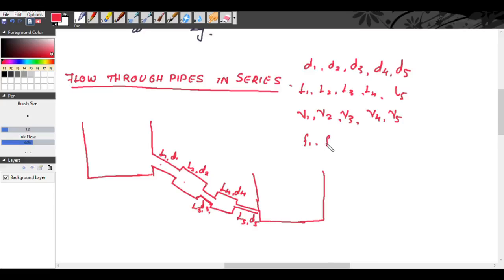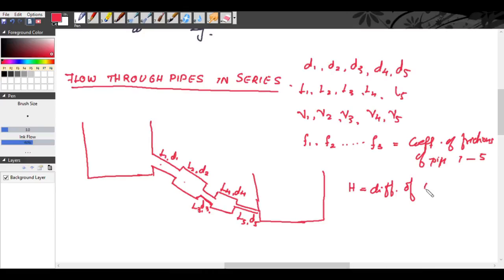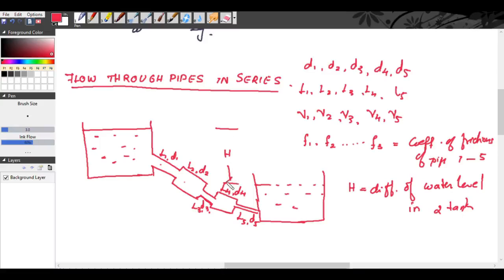Now, let F1, F2, etc. to F5 be the coefficients of friction of pipes 1, 2, 3, 4 and 5. And let capital H be the difference of water level in two tanks. Okay, so this difference in water level is taken as H.